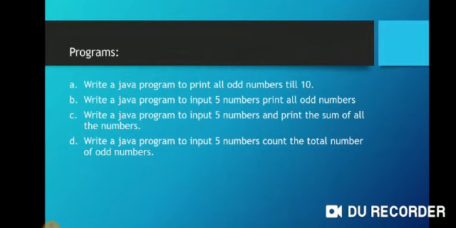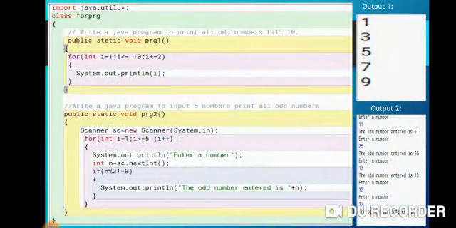Now there are a few Java programs which we are going to do. Okay, write a Java program to print all odd numbers till 10. Write a Java program to input 5 numbers and print all odd numbers. Write a Java program to input 5 numbers and print the sum of all the numbers. Write a Java program to input 5 numbers and count the total number of odd numbers. Now let's see them. I have done 2 at a time.